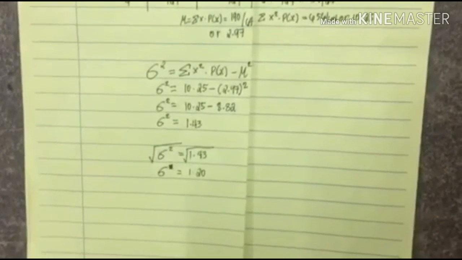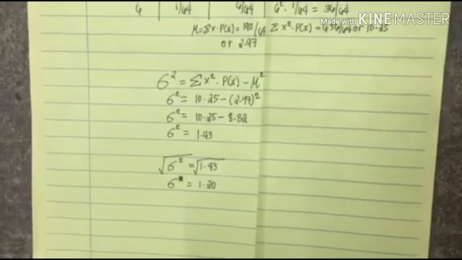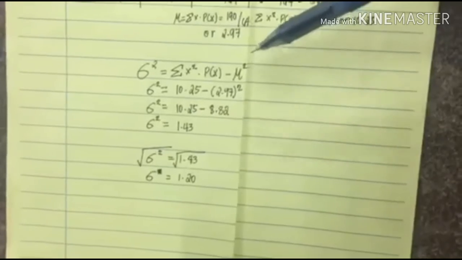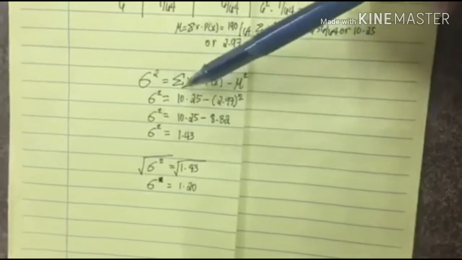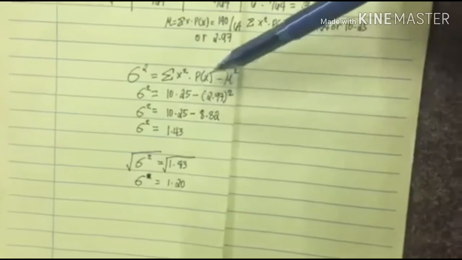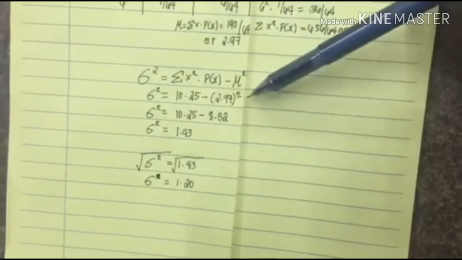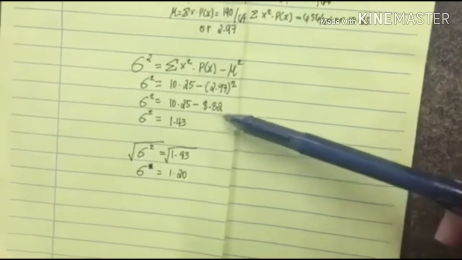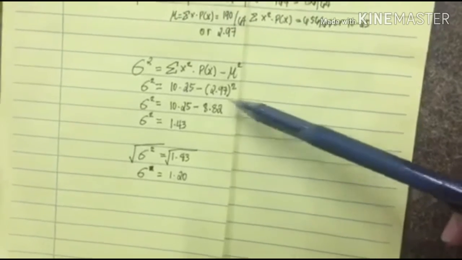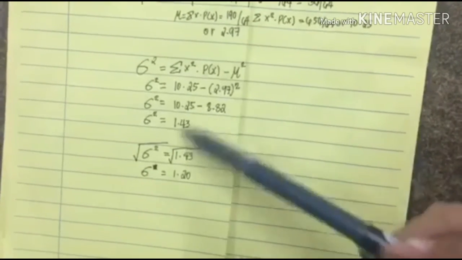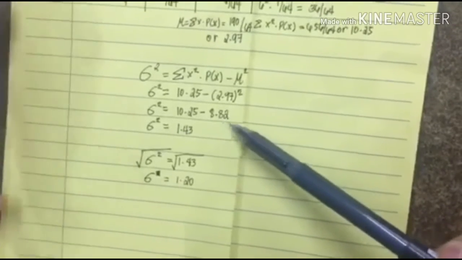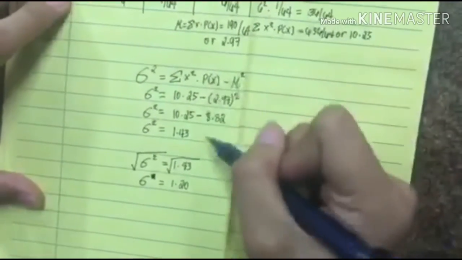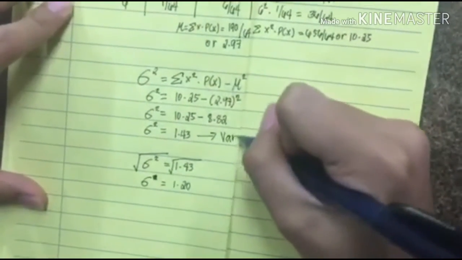Now we're going to compute the variance and standard deviation. The formula is the summation of x squared times p of x minus the mean squared, which equals 10.25 minus 2.97 squared. That is 10.25 minus 8.82, where 8.82 is the square of 2.97. 10.25 minus 8.82 equals 1.43. So 1.43 is our variance.